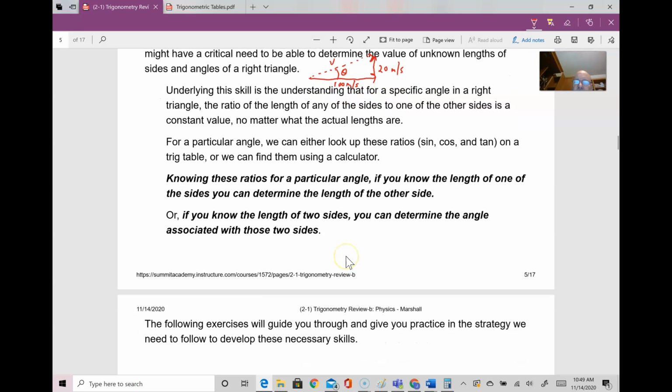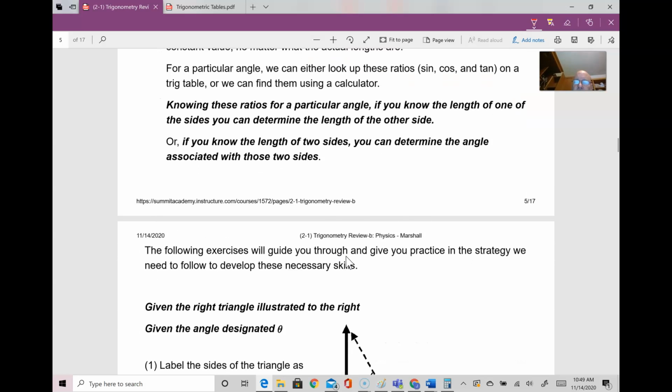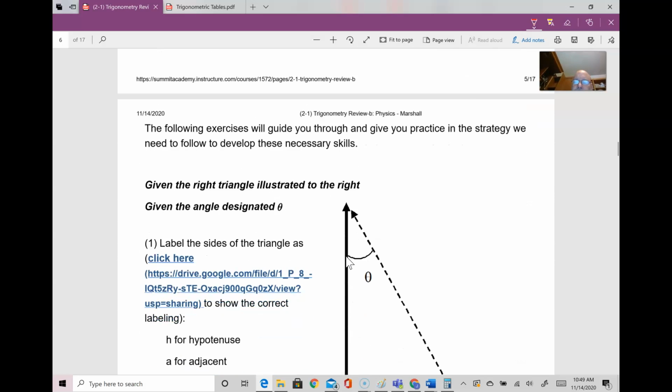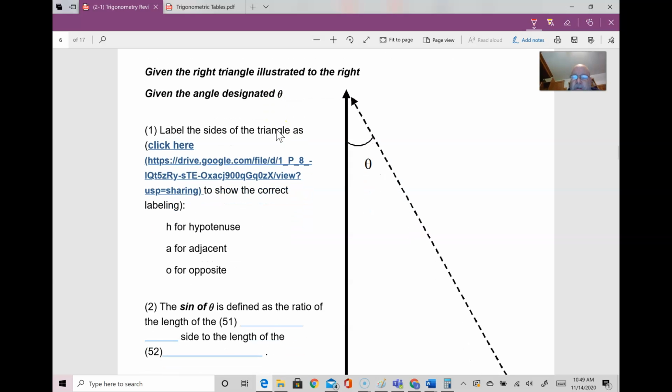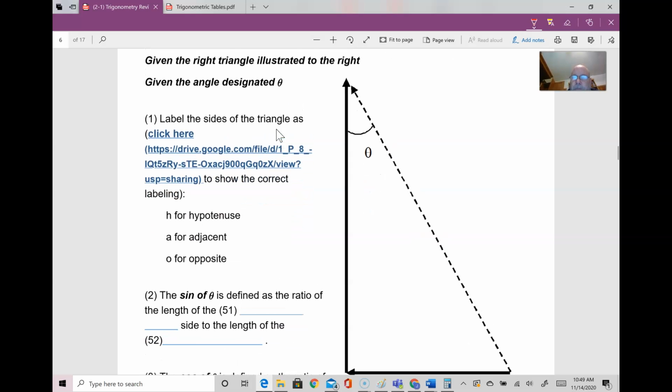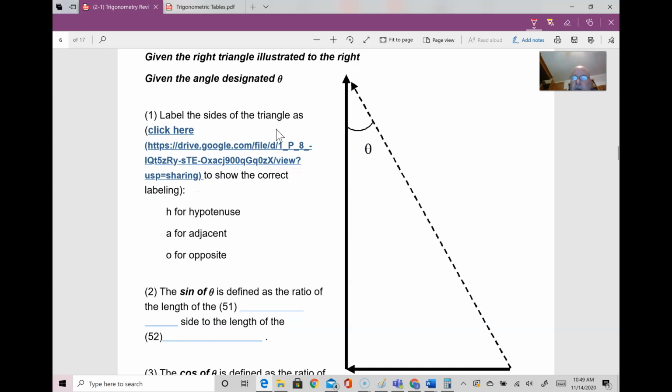If I know the lengths of two sides, I can find the length, or I can find the degrees of the angle. Okay, and so this last set of exercises here is going to guide us through and give us practice in the strategy we need to follow to develop these necessary skills. Okay, so just to remind ourselves what our skills are.